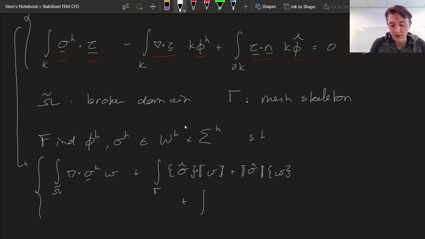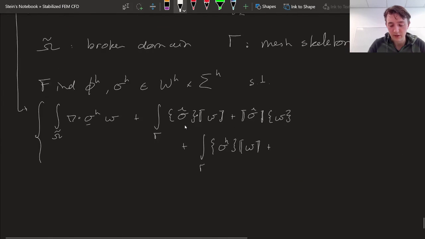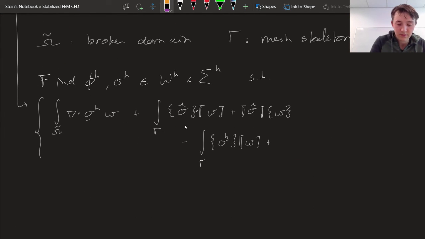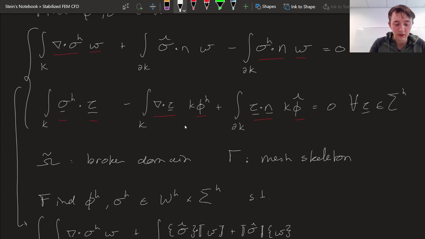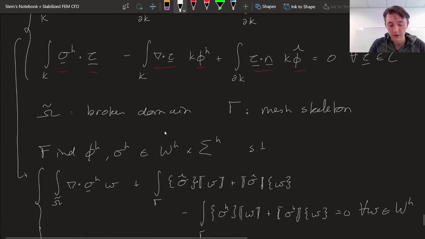And the same thing for this other term that we had, where we have now the average of sigma h times the jump of w, plus, was that a plus? Probably a minus, right? No, excuse me. Okay. Plus the jump of sigma h times the average of w. And this was 0 for all w in W h. And the second expression works out quite the same.